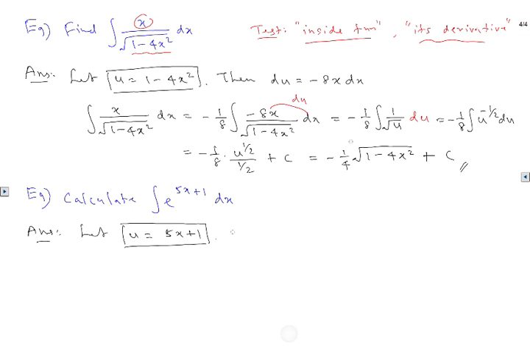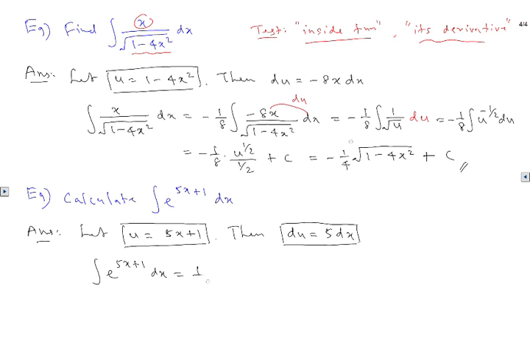Okay, so then what happened? du equals what? Take the derivative. Once you take the derivative, it is 5 dx. Now we know what to do. We're going to manipulate the integral now: e to the 5x plus 1 dx.